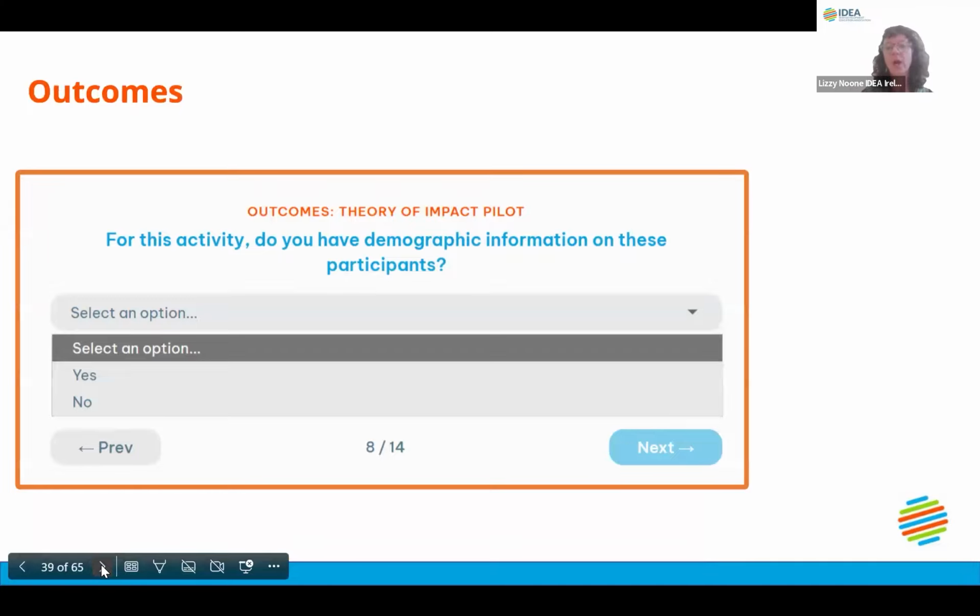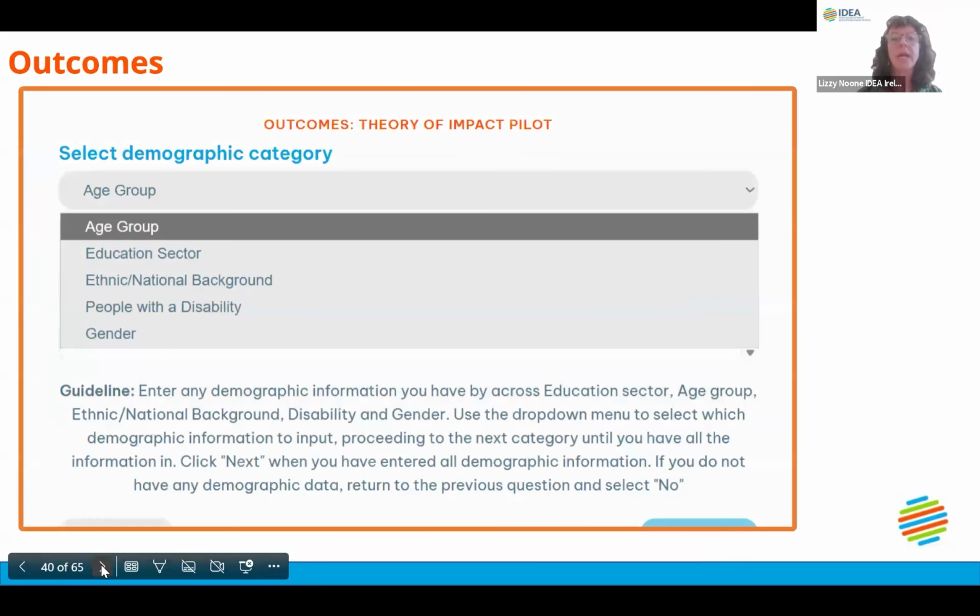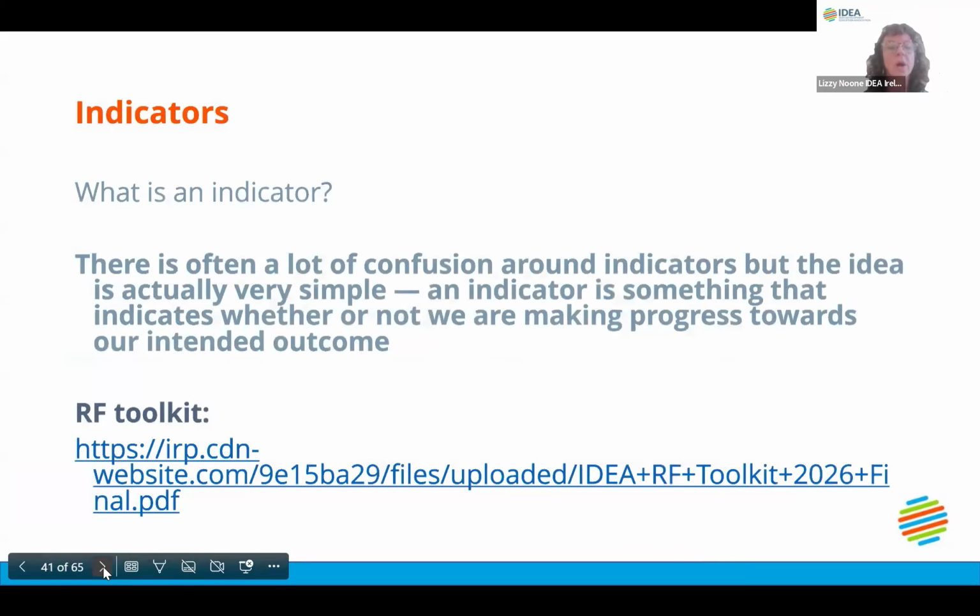And then this is where, if you did collect demographic information like age, gender, location, etc., from your participants, you put in yes or no, and it will lead you into this screen where you can put in your information. And if you say no, obviously it takes you straight to our indicators. So I will pass back over to Elaine briefly.